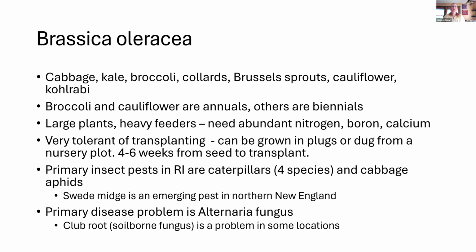Here in Rhode Island, the primary insect pests in Brassica oleracea are caterpillars, otherwise known as cabbage worms, and cabbage aphids. Here in southern New England, we have 4 different species of caterpillars, 3 species that are primarily spring and summer. And these are the green ones. And then the cross-striped cabbage worm, which is a late summer to fall species. That's the one that's yellow with black and white stripes.